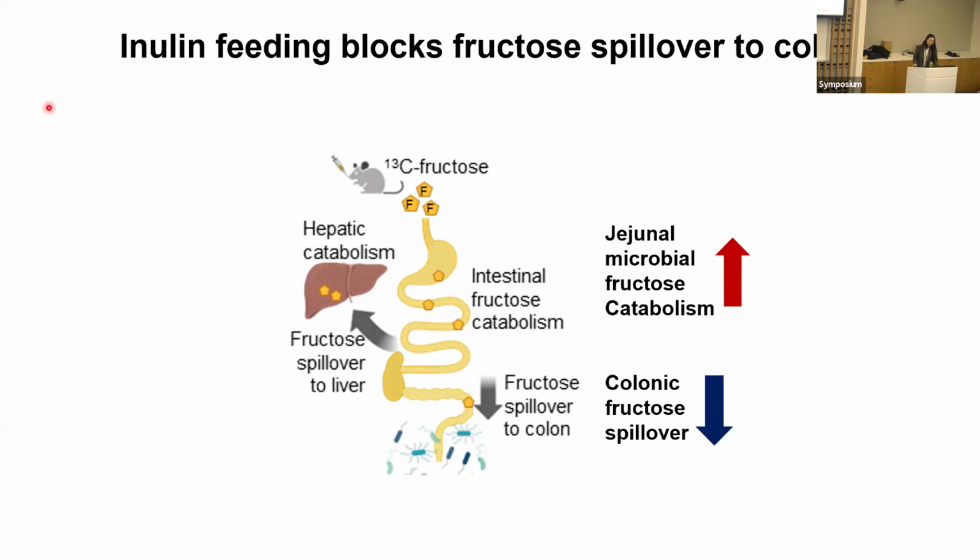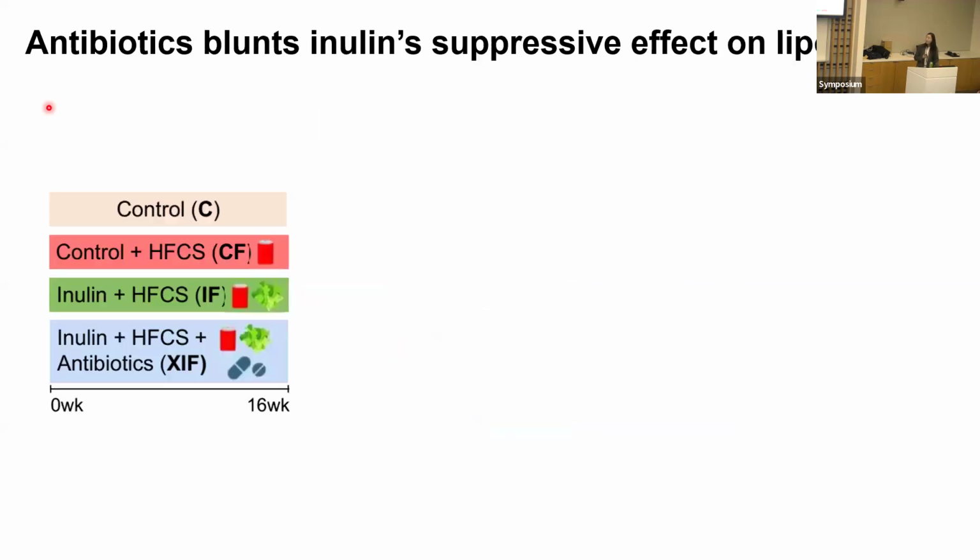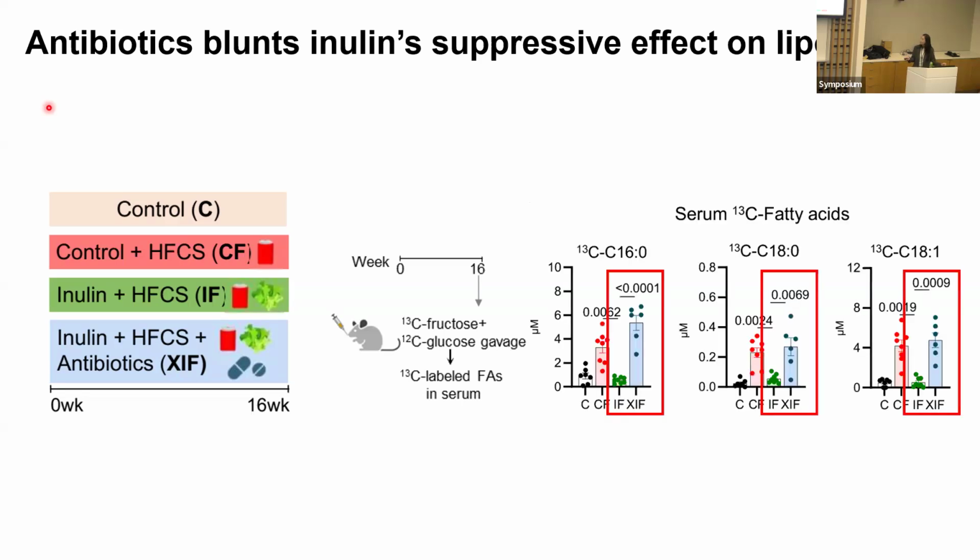So next, to directly determine whether these effects are from the microbiome action, we treated the inulin-fed mice with antibiotics. We added an antibiotic cocktail to the high fructose drinking water to deplete the microbiome, and then we performed isotracing. Here, as you can see, the red bar, the antibiotics increase the DNL, which means antibiotics reverse the inulin effect.